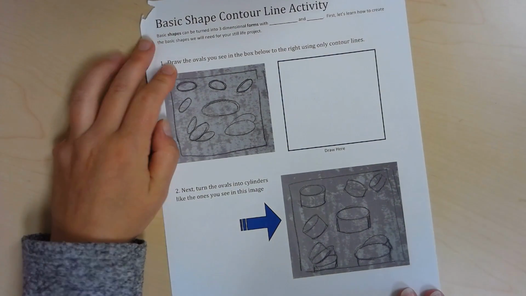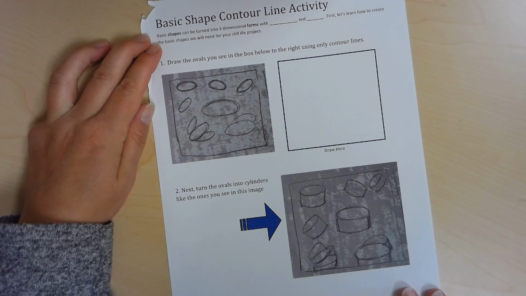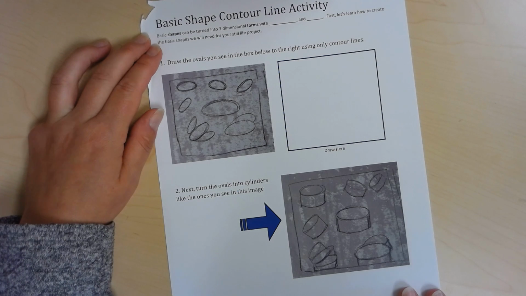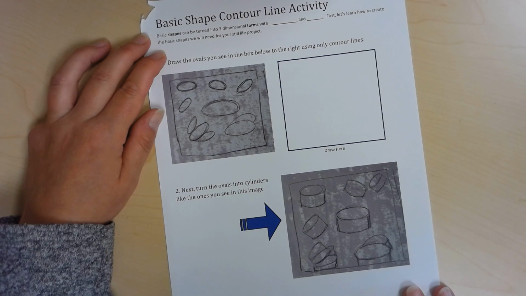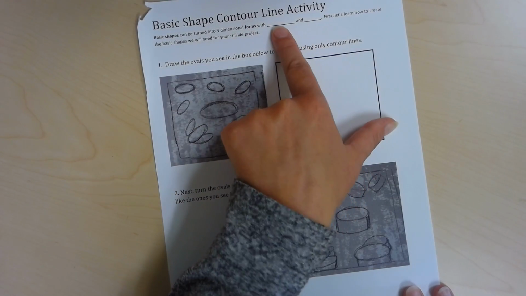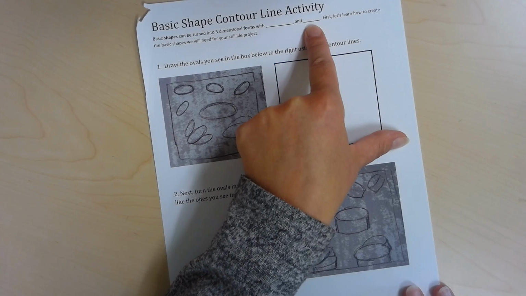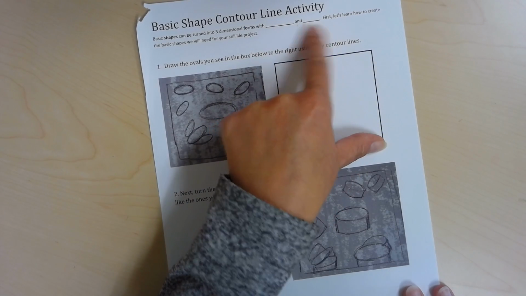At the top it says, basic shapes can be turned into three-dimensional forms with blank and blank. What do you think the two things, or at least one thing, could be? Turning a basic shape into a three-dimensional form. We talked about one of them on page 1, or no, page 2. And if you don't remember, it was value. So with value, and the other thing you can do is make a basic shape look like a form with line. So value and line.